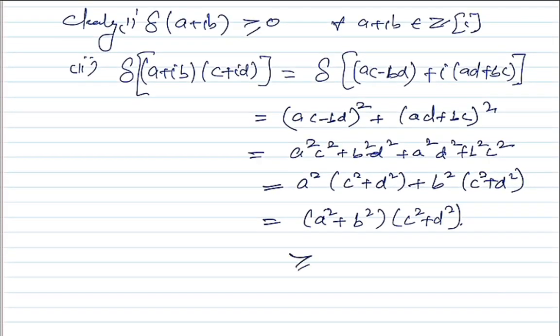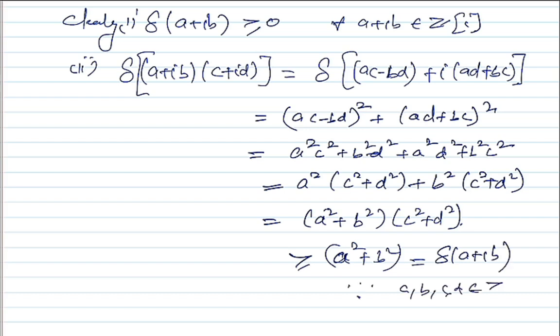And this is clearly greater than or equal to a square plus b square, which is delta of a plus iota b, because a, b, c, d all are integers. In general it is not true. If a, b, c, d are real numbers, then you cannot say that, but these are integers, so that is true. Now come to the third point.